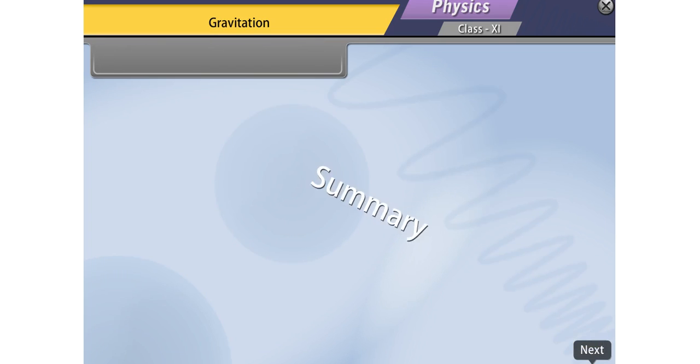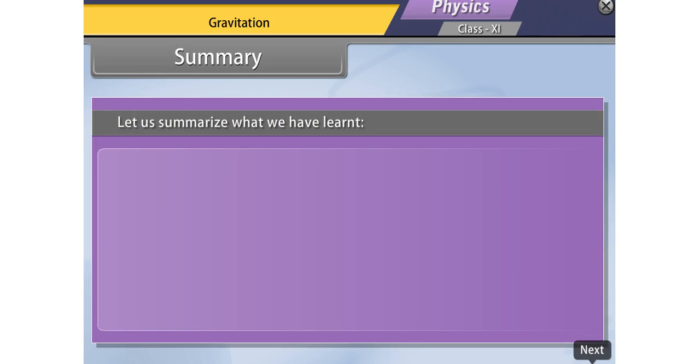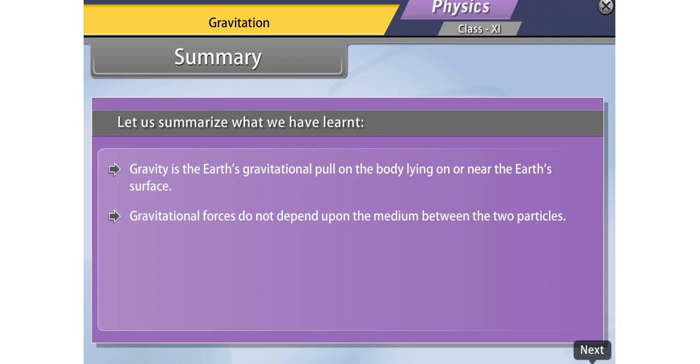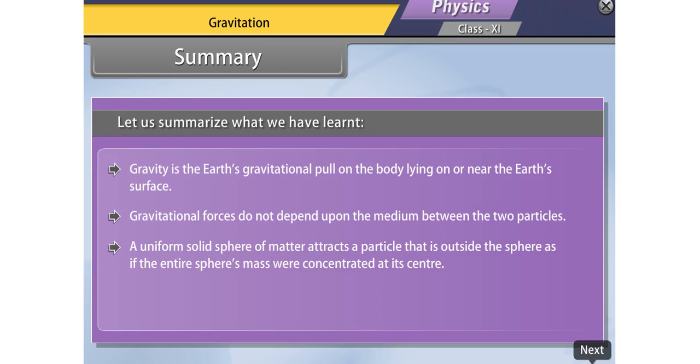Summary. Let us summarize what we have learned. Gravity is the Earth's gravitational pull on the body lying on or near the Earth's surface. Gravitational forces do not depend upon the medium between the two particles. A uniform solid sphere of matter attracts a particle that is outside the sphere, as if the entire sphere's mass were concentrated at its center.